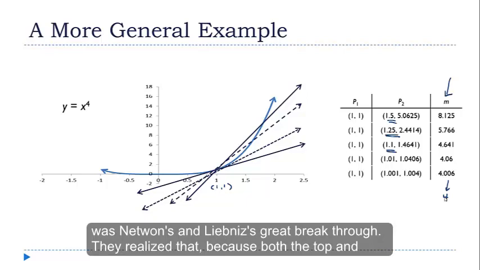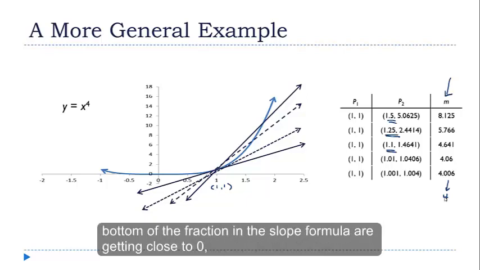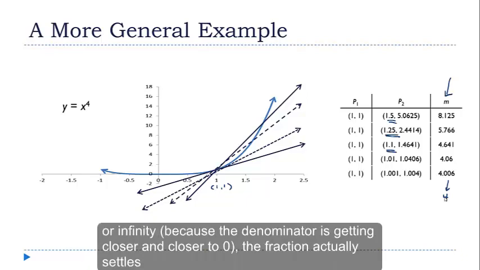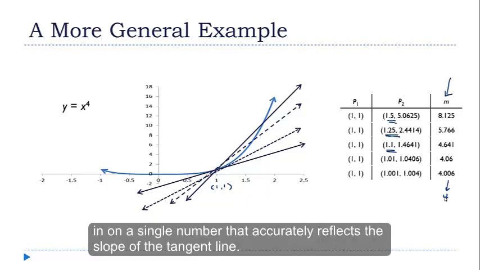They realized that because both the top and bottom of the fraction in the slope formula are getting closer to 0, the whole fraction has an unexpected behavior. Instead of either becoming 0 because the numerator is getting closer and closer to 0, or infinity because the denominator is getting closer and closer to 0, the fraction actually settles in on a single number that accurately reflects the slope of the tangent line.